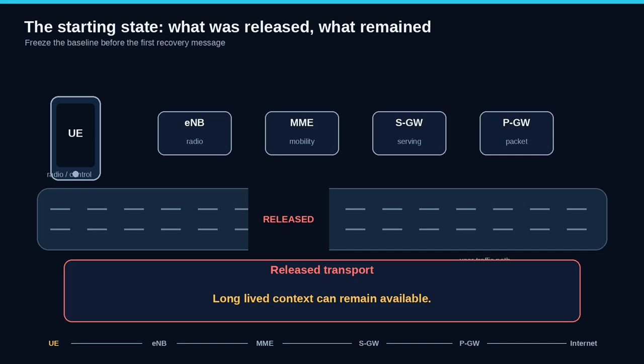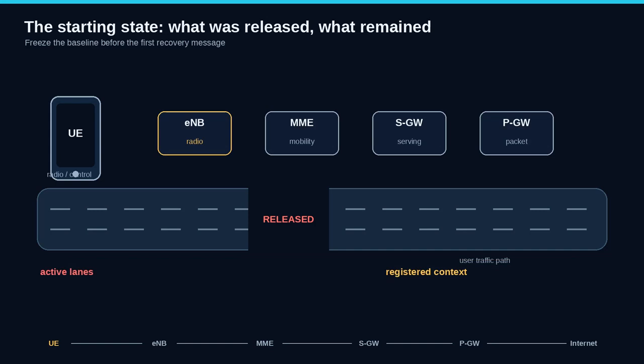The S1 bearer is the user data path between the radio side and the serving gateway. The S1 signaling connection is the control relationship used to coordinate that path. S11 GTPC is a control connection between the MME and the serving gateway, used to manage tunnel and bearer state. None of those labels says that the UE has become unknown. They say that active connection machinery has been released.